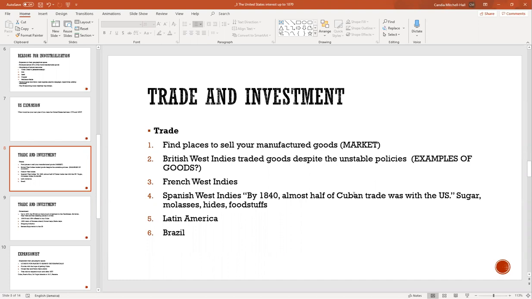So they were interested in the Caribbean because they wanted, and that is the point you need to make to the examiner, a market to sell their manufactured goods. And you give some examples of their manufactured goods and the different places they sought markets, like the French West Indies, the Spanish West Indies, Latin America, and Brazil. They were interested in trade. They wanted to control trade in the Caribbean.